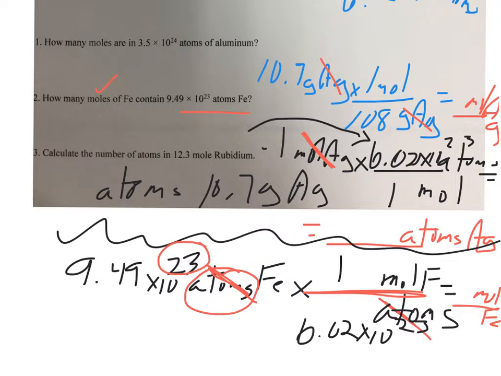Okay? Where do we have questions? Look at the review. Is there anything else we need to go over? Yes? Number 5? Okay.